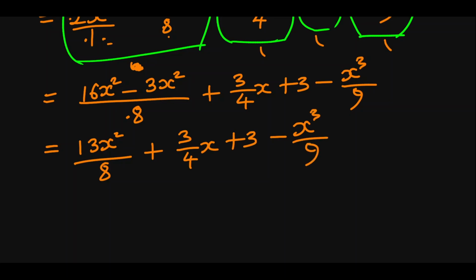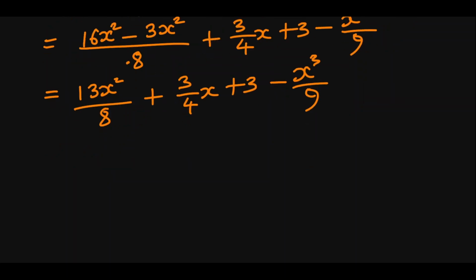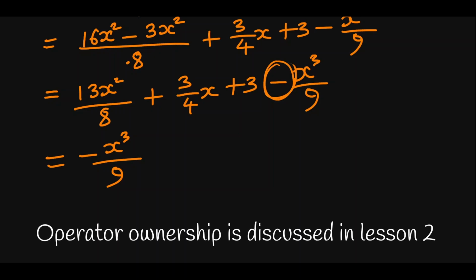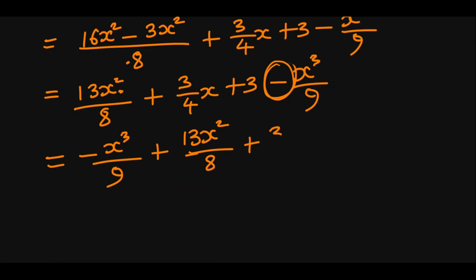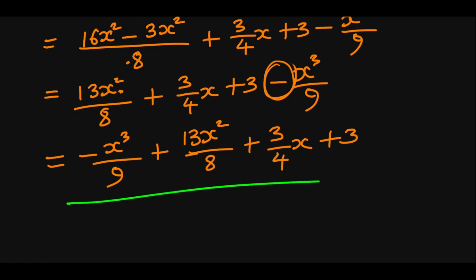Now this is the answer, but based on the alphabetical convention I've been talking about since the beginning, it's better to start with the higher power and then go downwards. So we are going to write this as minus x raised to power 3 over 9. Remember, I'm not leaving the operator ownership. Then the next power is x squared, which is this. So that gives us plus 13x squared over 8. Remember, operator ownership, that's where this plus came from. Then plus 3 over 4x, then plus 3. And then this will be the final answer.